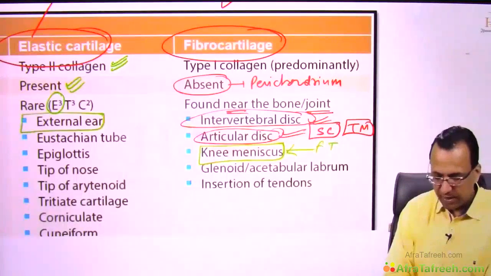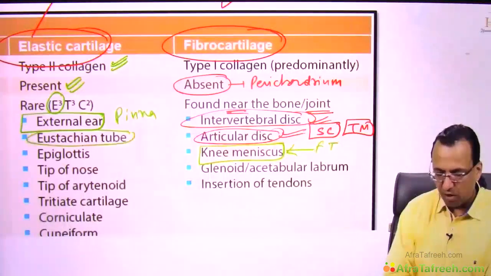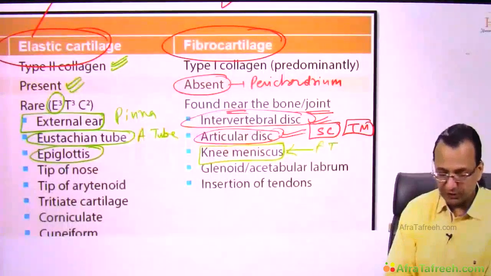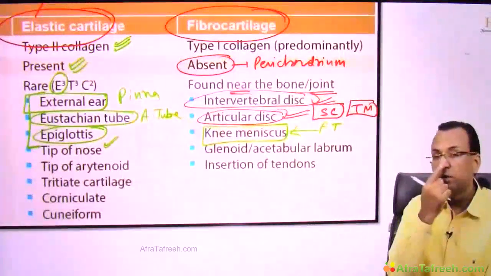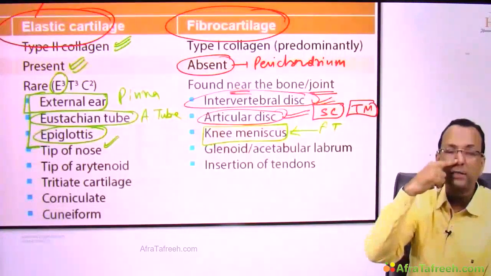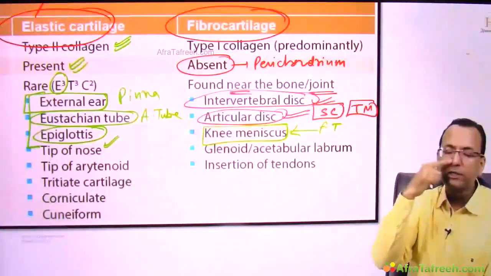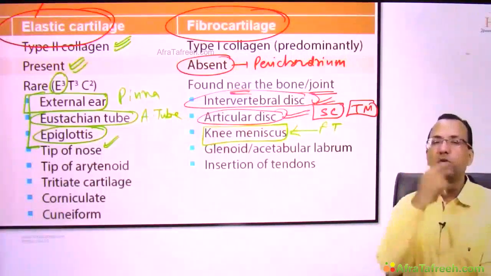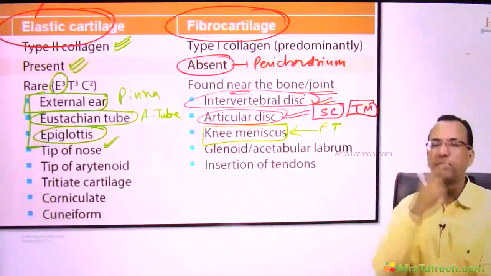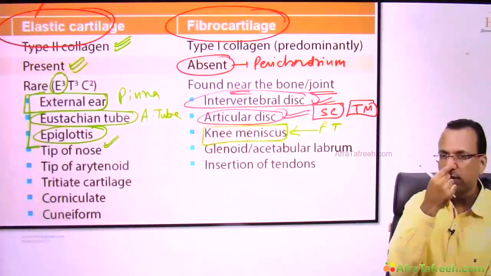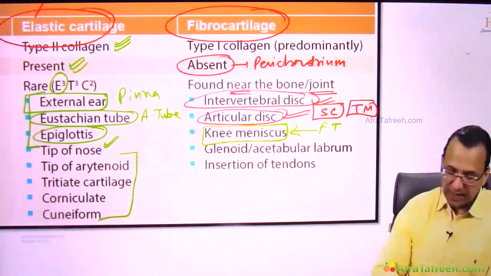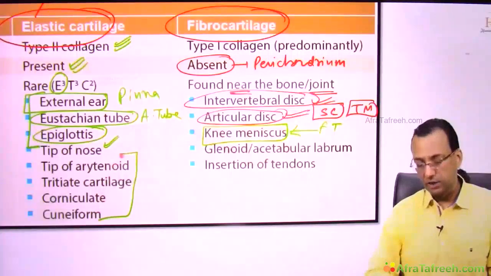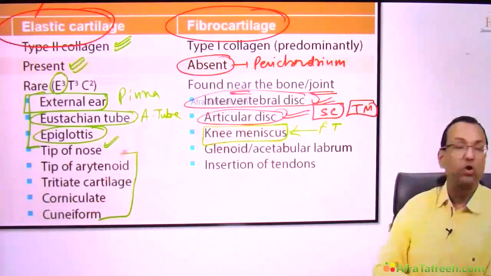So external ear, the pinna; Eustachian tube, the auditory tube; and epiglottis. E cube. What about the others? I have some more. The tip of the nose is also elastic cartilage. Otherwise, nose cartilage is hyaline. Most of the respiratory tube is hyaline, except some things like the tip of the nose, which is elastic. Where else do you have elastic? Some parts of the larynx cartilage. Otherwise, larynx cartilage is hyaline cartilage. So if larynx cartilage is hyaline, where don't you have hyaline cartilage?